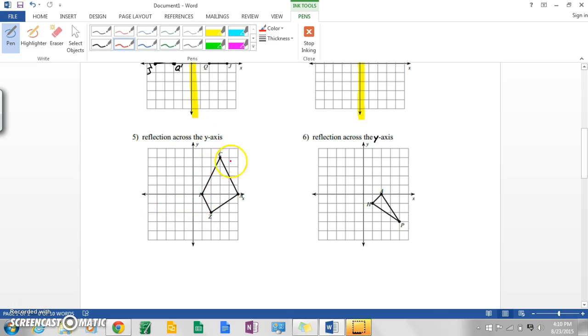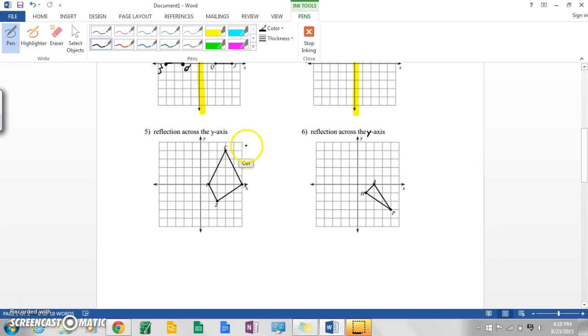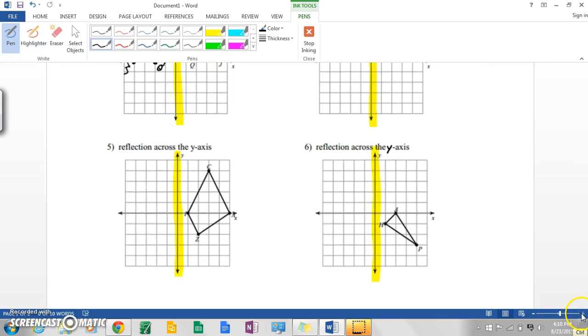Okay, at this point you should have paused and attempted 5 and 6 on your own. Now you're going to watch me to make sure that you did it correctly. I'm going to highlight the line of reflection for each one of these. They're both the y-axis, so it's right down the middle. I'll do number 5 first. Zoom in a little bit more.